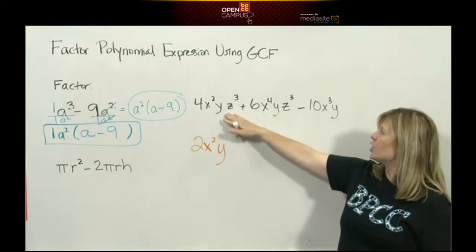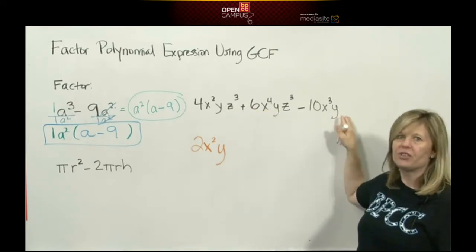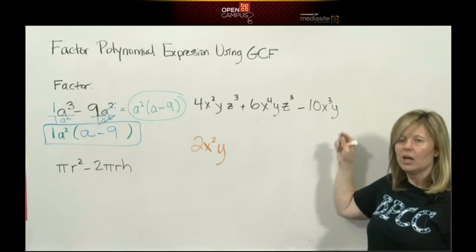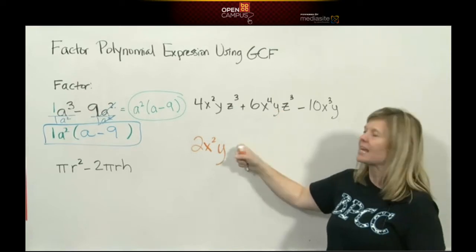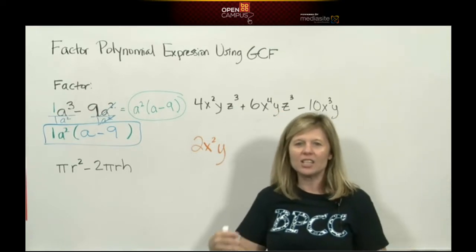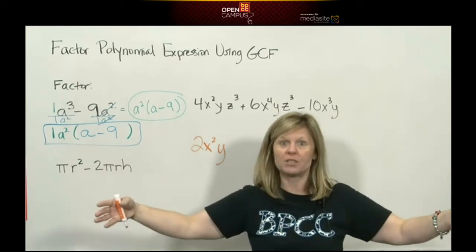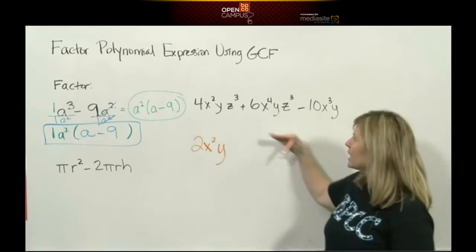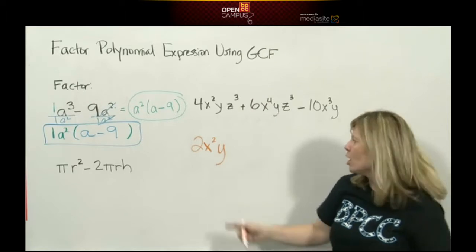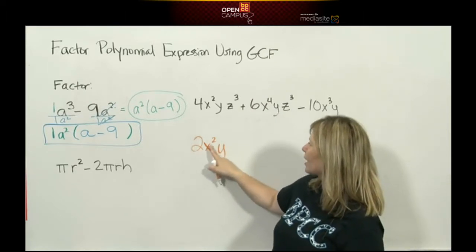I have a z cubed, but this expression doesn't have a z at all. So, ladies and gentlemen, you cannot take the z cubed out and say it's part of the GCF. GCF means what all the terms have in common. This term does not have a z cubed, so we cannot take that out. So our GCF is 2x squared y.